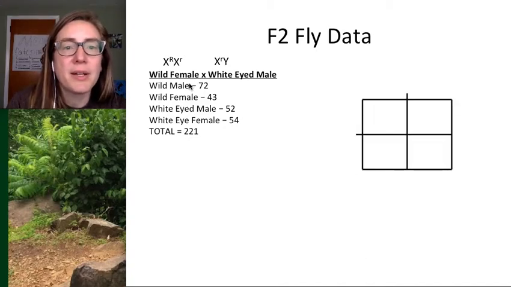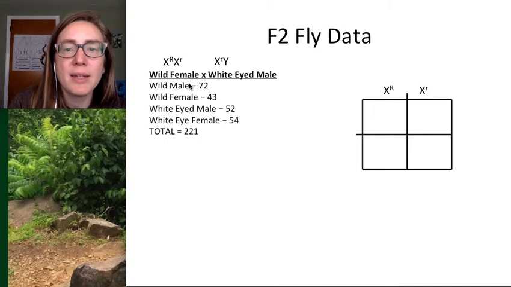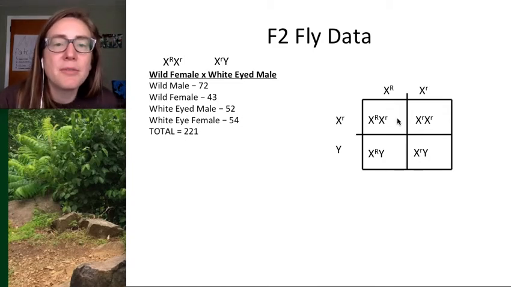Then I fill it into the Punnett square. I'll put mom at the top and dad at the side and fill it in. And then these are my resulting offspring. So I'm going to use this to explain my predicted ratios.